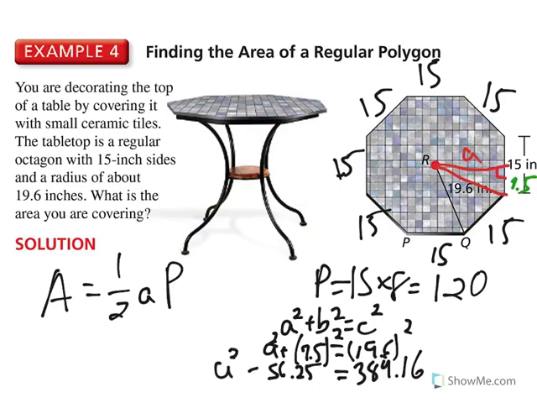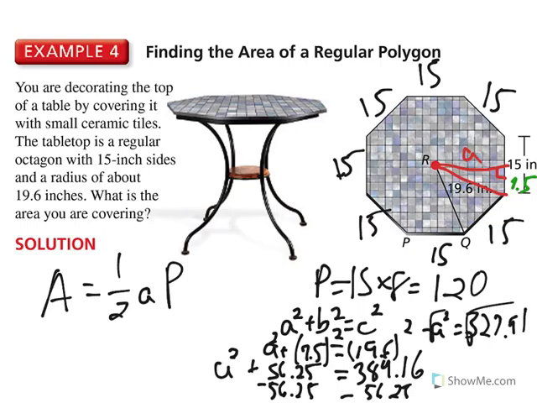And then I still have a squared here. So I would subtract my 56.25 from both sides. And so that would end up giving me that a squared is equal to 327.91. And to get a by itself, I would take the square root. And so a is equal to 18.12. And so that a is my apothem.